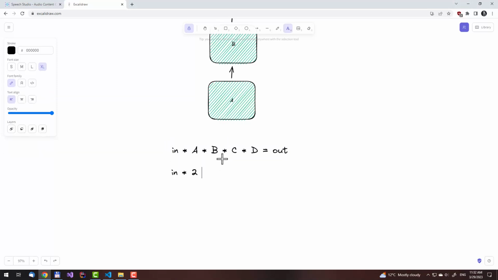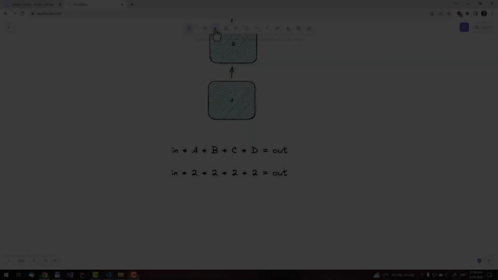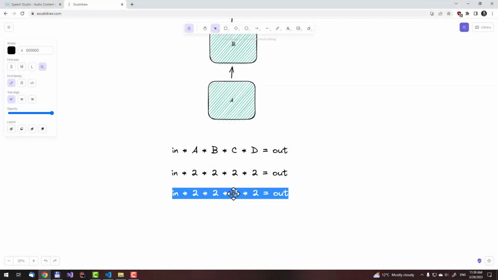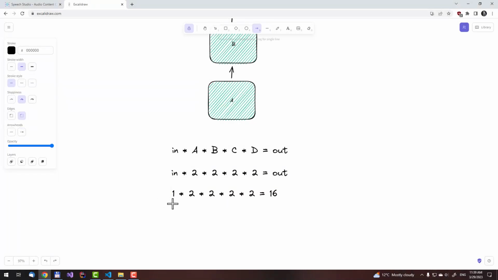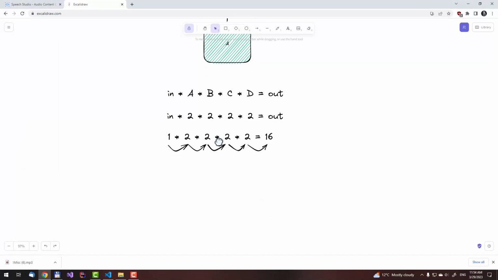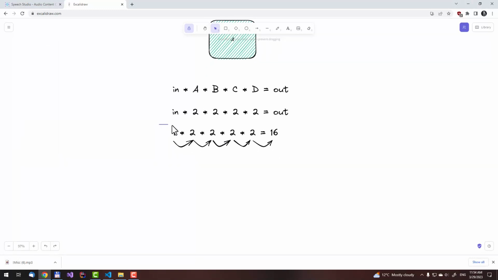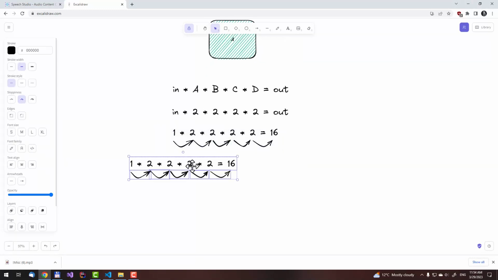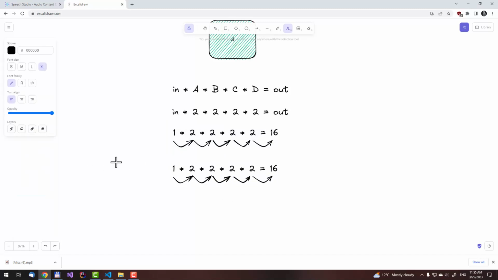We'll introduce the in and the out variables to represent the input and the output, respectively. Suppose we set the input to 1 and passed it through such a neural network, at the output we'd get 16. 1 times 2 times 2 times 2 times 2 equals 16. Suppose we wanted to train the net, so instead of 16 it outputs 32 instead.